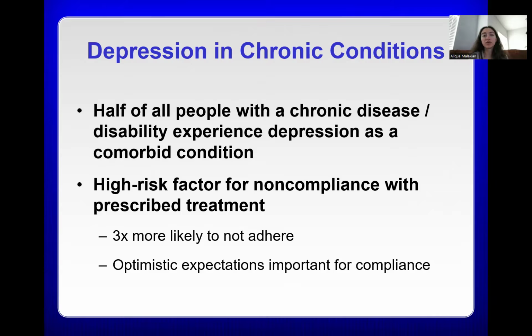But it's important here because it is a big roadblock for people complying with their prescribed treatment. So people who have depression are three times more likely to not adhere, and that can create a lot of complications for whatever chronic condition that they have. Also, the book notes that having an optimistic expectation is really important for compliance. So that is the danger with depression, among all the other things that come with having it.